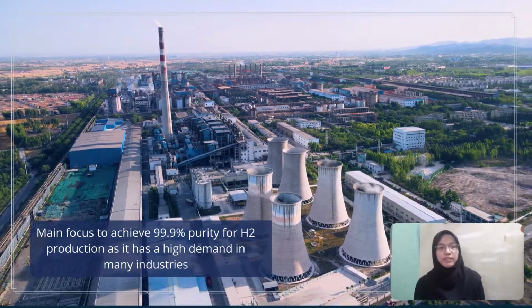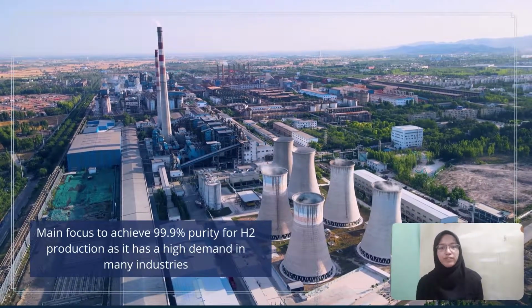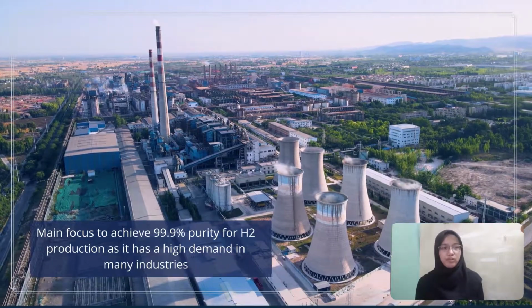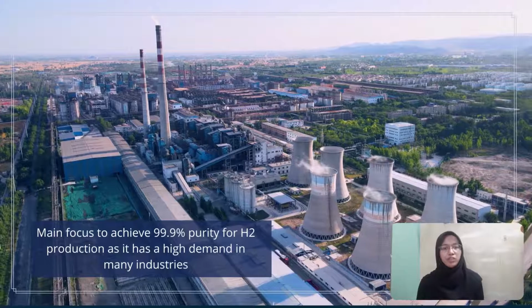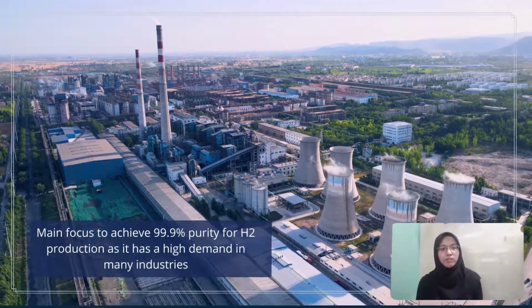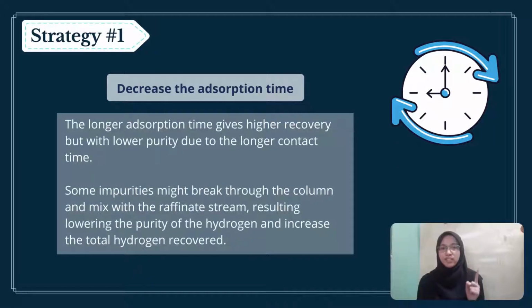The next part will be discussing the strategy to achieve 99.9% purity for hydrogen production as it has high demand in many industries, especially in chemical industries. Some of the strategies would be, first, decrease the adsorption time. The longer adsorption time gives higher recovery but with lower purity due to the longer contact time. Some impurities might break through the column and mix with the raffinate stream, lowering the purity of the hydrogen and increasing the total hydrogen recovered. Hence, decreasing the time will increase its purity.